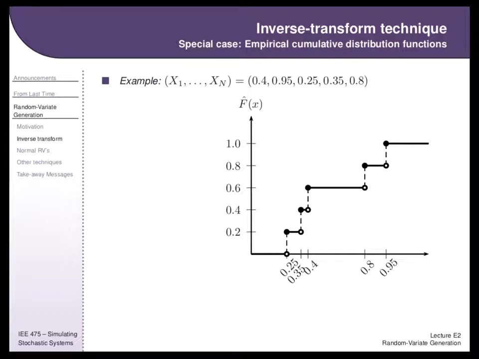In this case, all the steps are of equal height because I only saw one of each of these in my data set, so I'm uniformly distributing probability over these 5 values. But if I saw 0.25, say, 4 times in the data set, this step would be much higher.